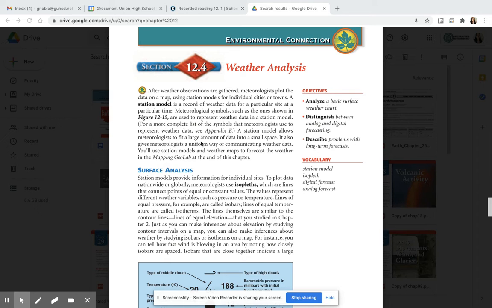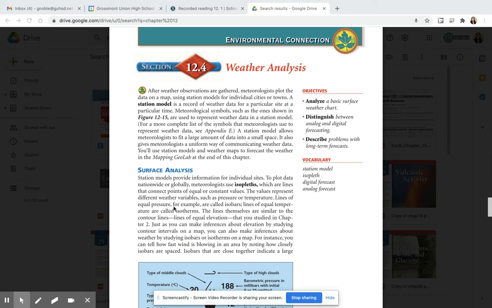Meteorology symbols, such as the one shown in Figure 12-15, are used to represent weather data in a station model. For a long, complete list of the symbols that meteorologists use to represent weather data, see Appendix E. A station model allows meteorologists to fit a large amount of data into a small space. This also gives meteorologists a uniform way of communicating weather data.